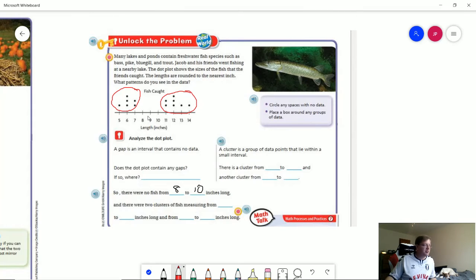That helps us answer a couple different things about our dot plot or our data. I'm not going to take the time to write all those in. Our first one would be from 5 to 7. Our next one would be from 11 to 14 for the clusters.